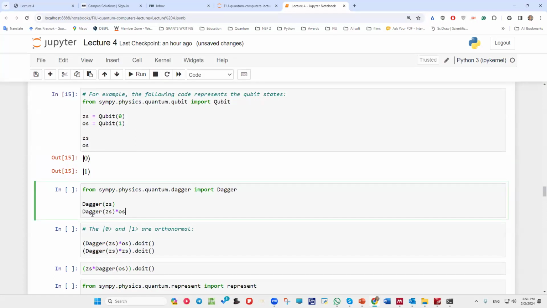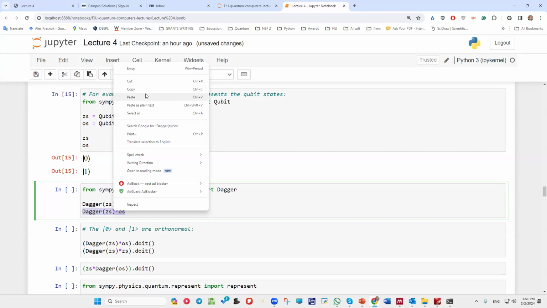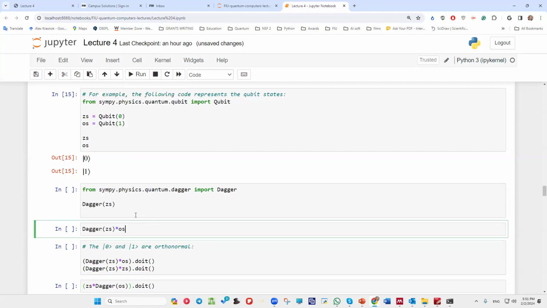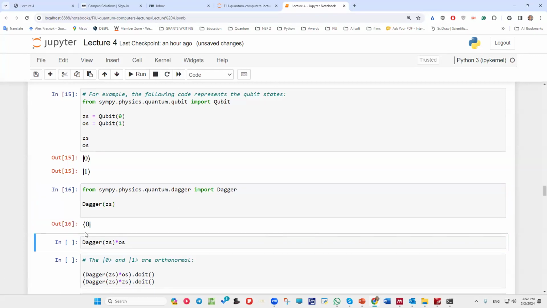Again, in order to be able to create a bra vector, I need the dagger operator. I need to create the dagger operator, and to do so, I also import this dagger operation from the same library. And if I dagger the state 0, I get this 0 bra vector like this.